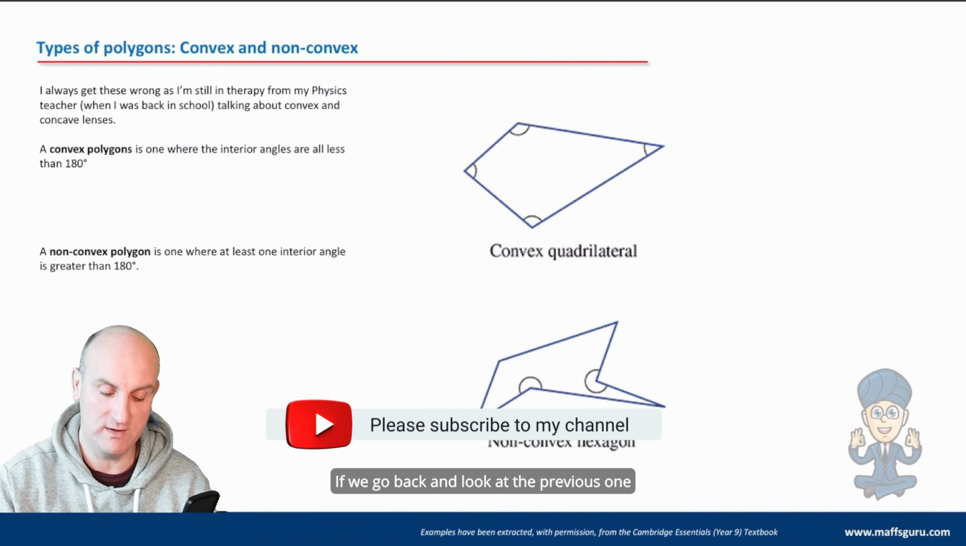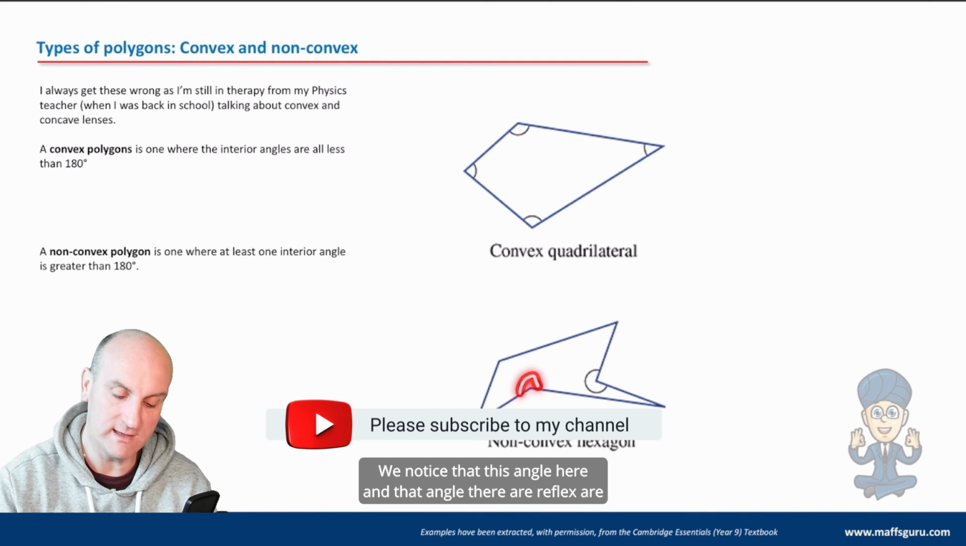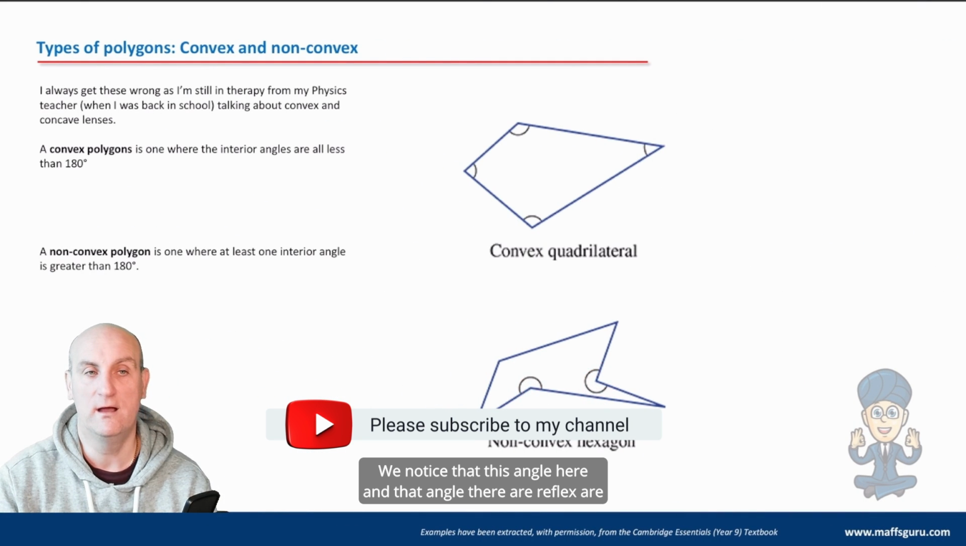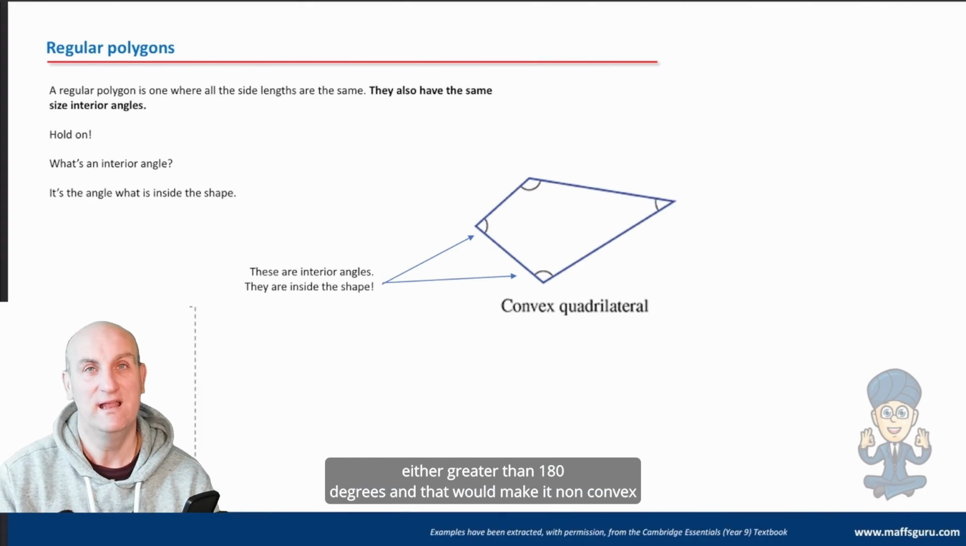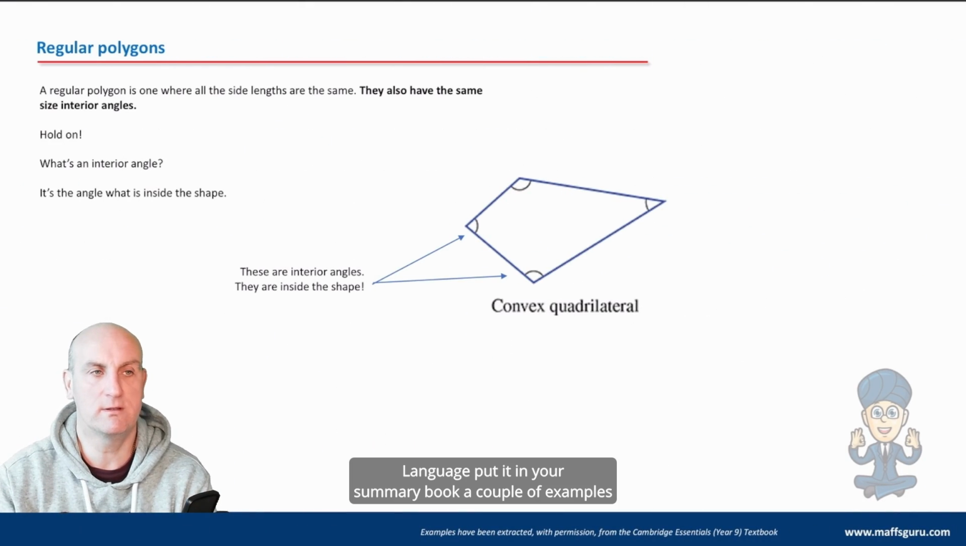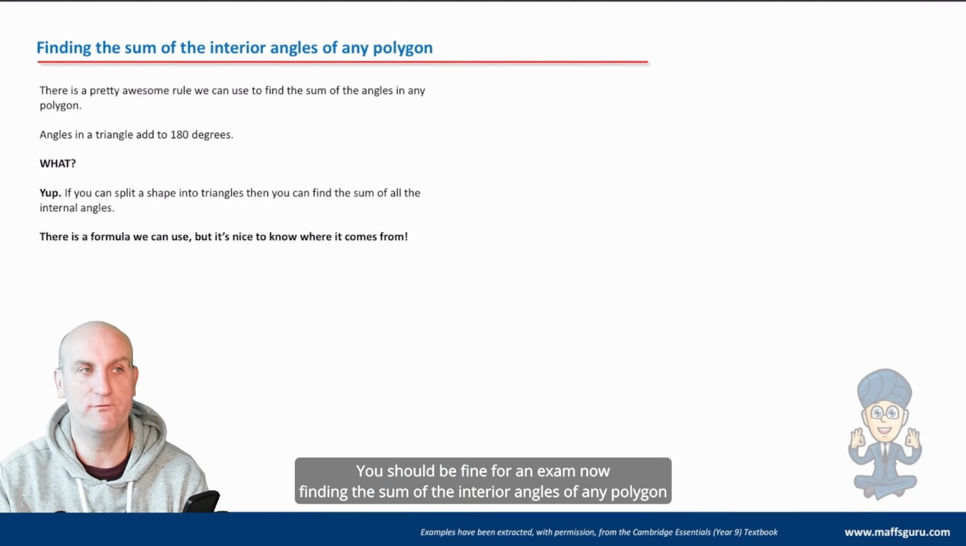If we go back and look at the previous one, we notice that this angle here and that angle there are reflex, i.e. they're greater than 180 degrees, and that would make it non-convex. Language, put it in your summary book. Couple of examples, you should be fine for an exam.